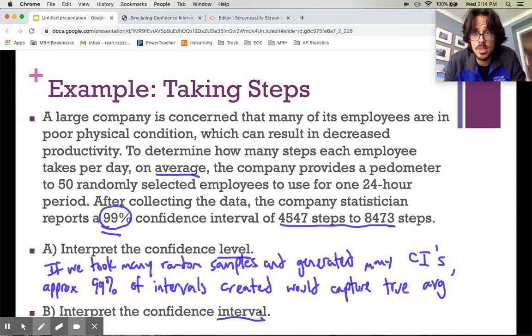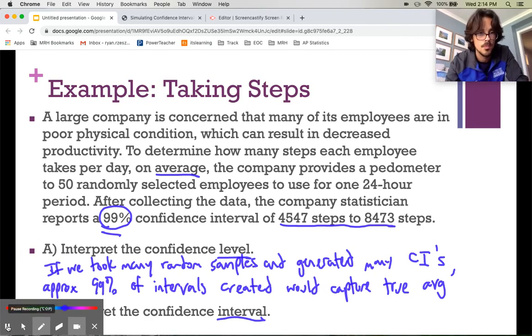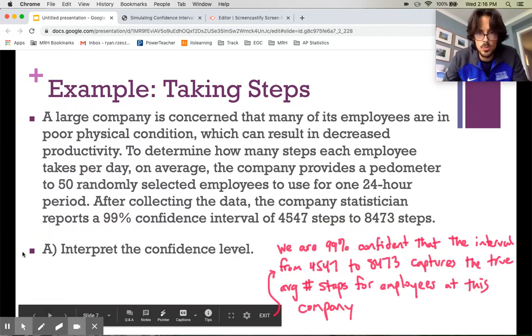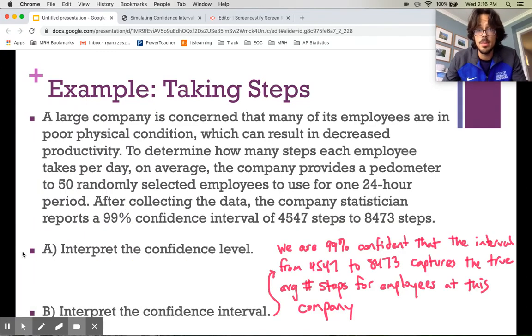We are 99% confident that the interval from 4547 to 8473 captures the true average number of steps by employees at this company. So I'll put that down for you. All right, so there is the script written out for you guys there, how you interpret your confidence interval. So we're pretty sure the answer is from 4547 to 8473. If we wanted a narrower interval, so it'd be a little more helpful, there are things we can do, and we'll get into that as the chapter progresses.